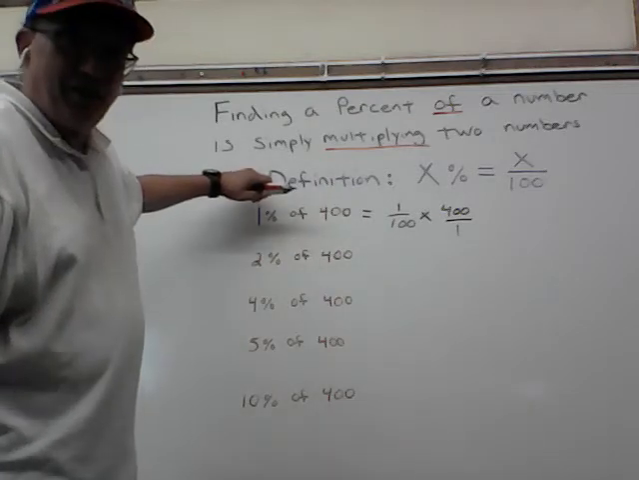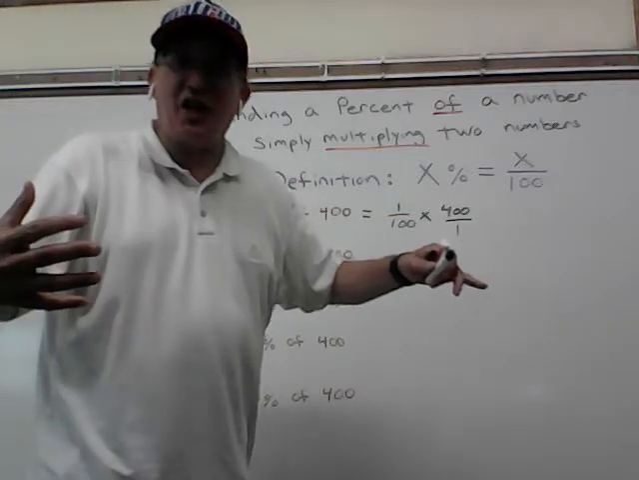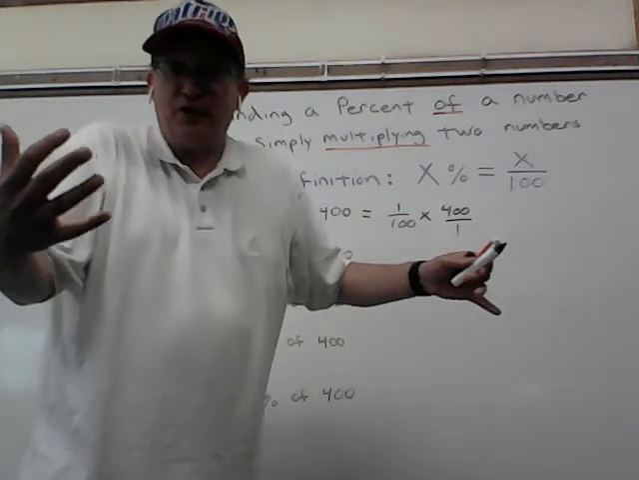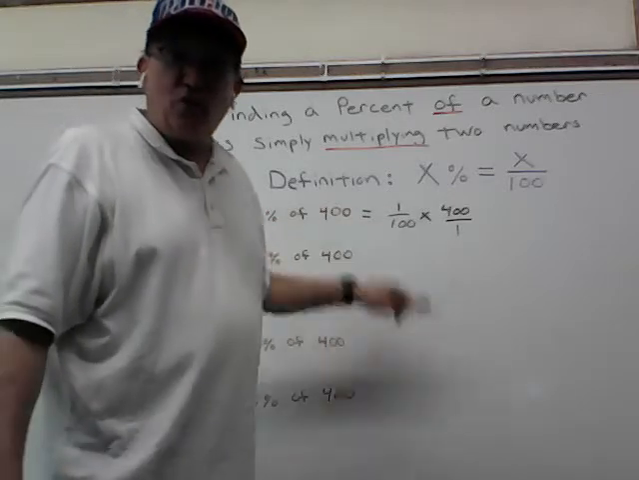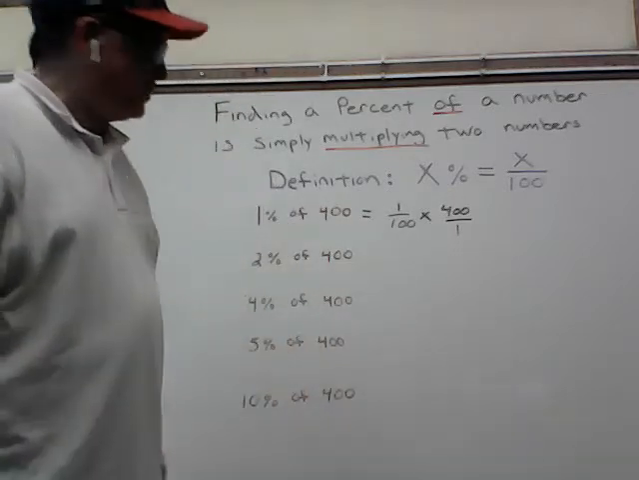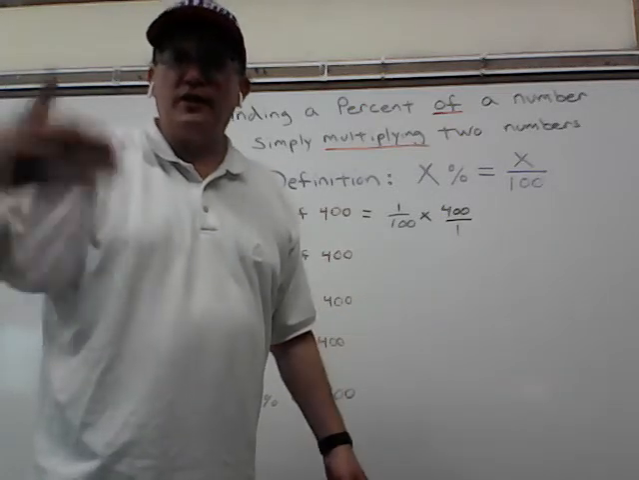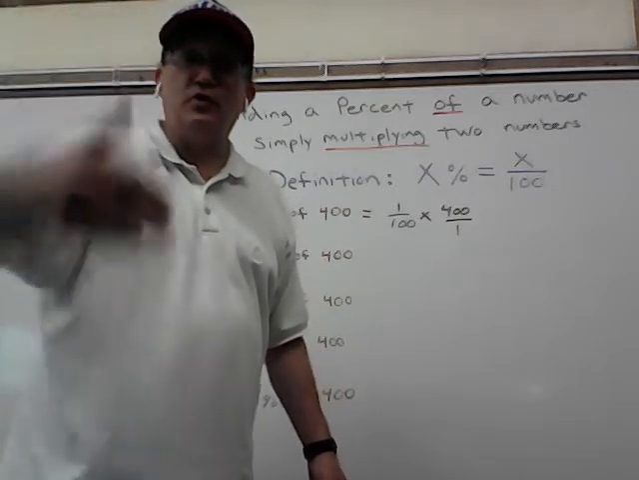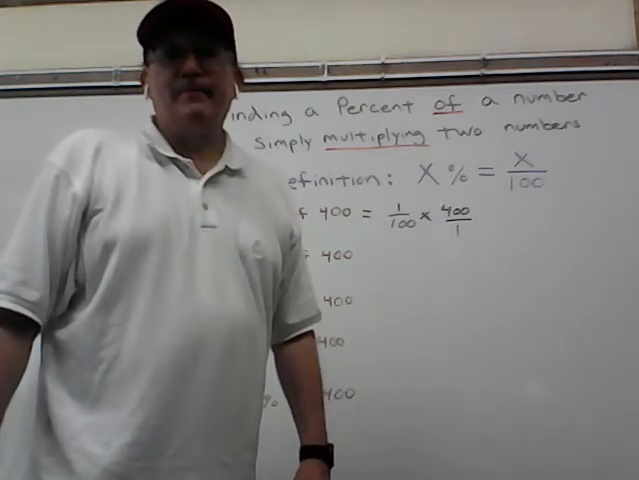The definition, x percent is x over 100. It's a fraction in disguise. Whole numbers are fractions in disguise too. I'm looking at this whole number 400 here throughout several examples. It's a fraction. It's 400 over 1. It's 800 over 2. It's 1200 over 3.